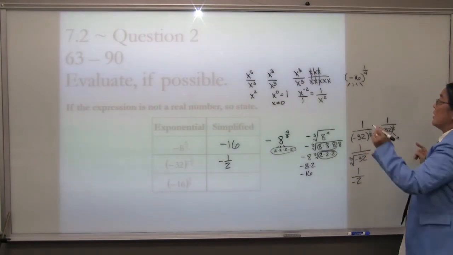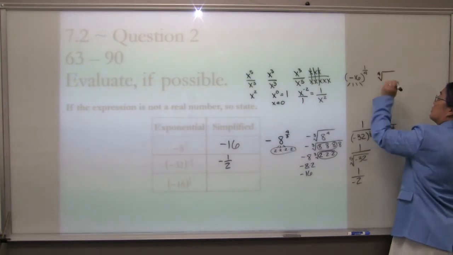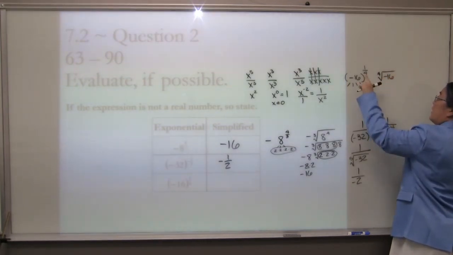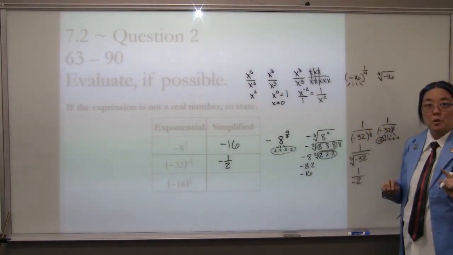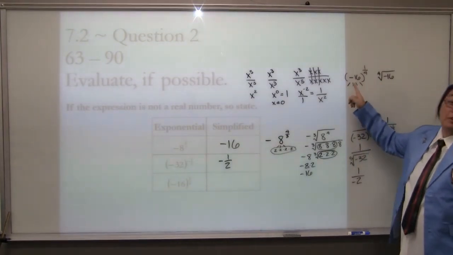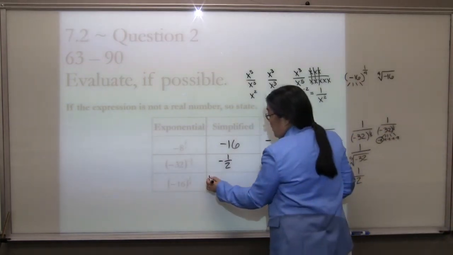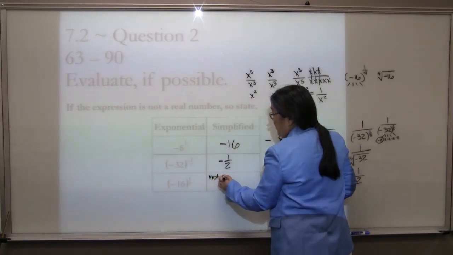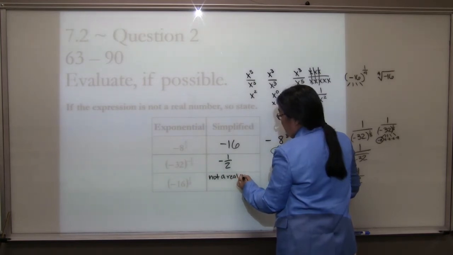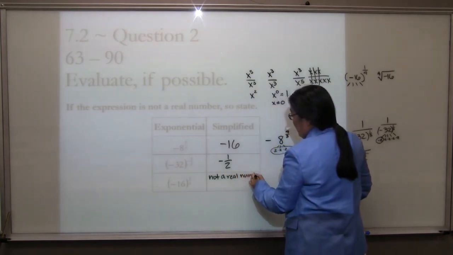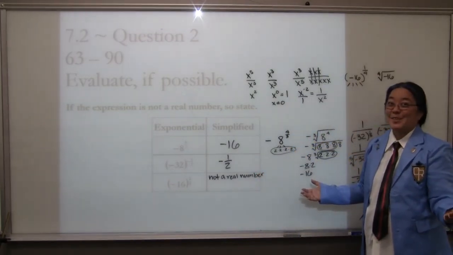If you remember from chapter 7, section 1, question 1, if I have an even index and a negative radicand, that is not a real number. We can also see it here that there are no 4 numbers that will multiply to give us negative 16. And you will write the words, not a real number. You will not write not a real hashtag. You will write not a real number. Ta-da! On to the next question.